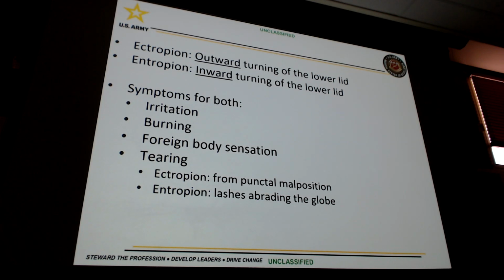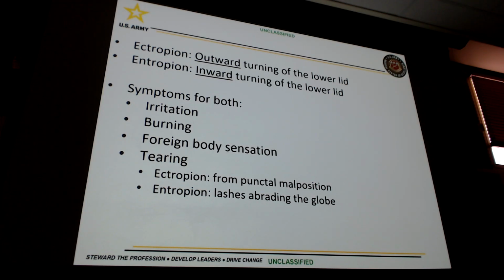Now these are pretty easy to remember because ec means out and en means in. As long as you remember tropion is lid malposition, then ectropion is an outward turning of the lid, and entropion is an inward turning of the lid.